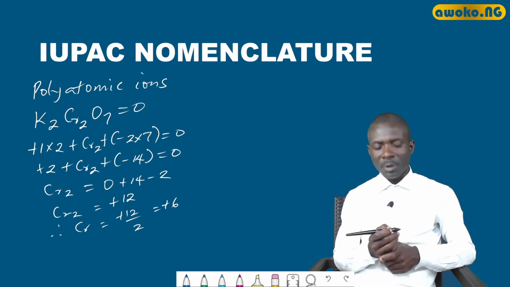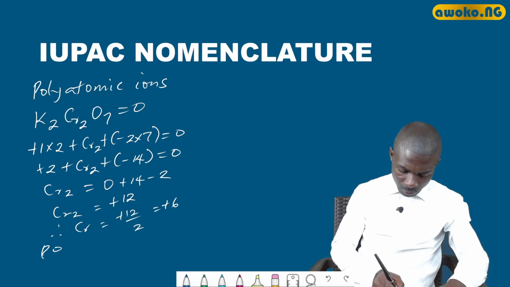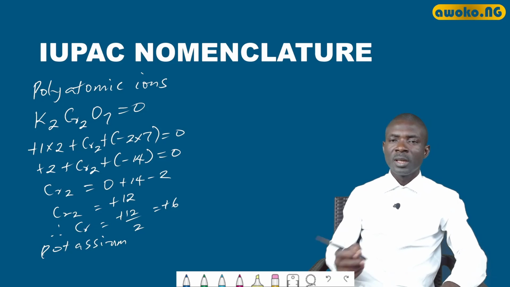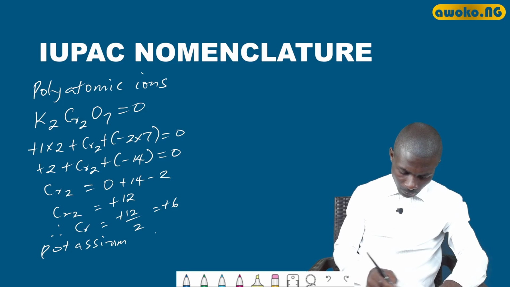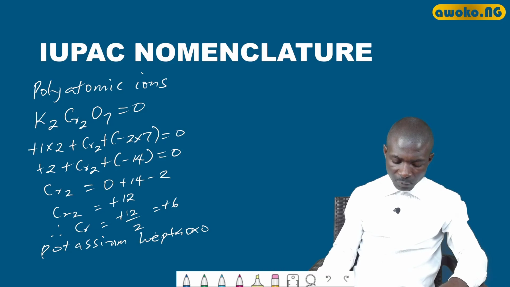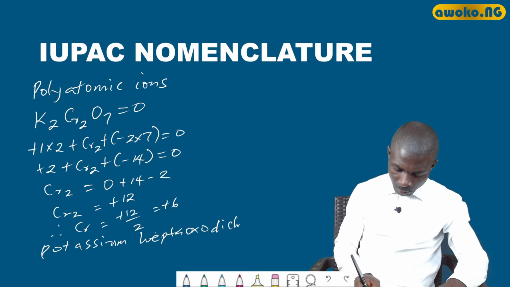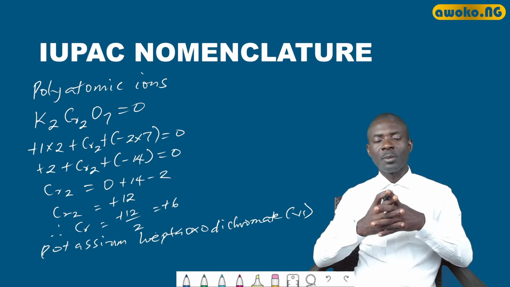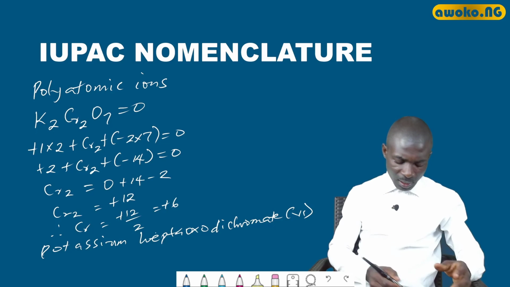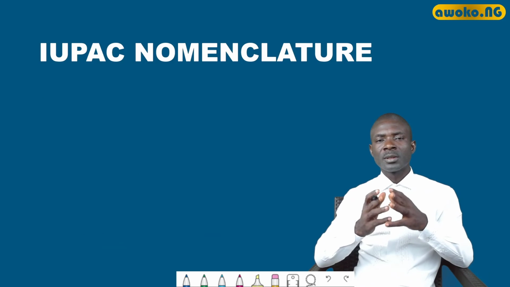So we can simply give the name of this compound as potassium. That is, we name the metal first, potassium. We now go to the number of atoms that make up the oxygen, which is 7. So potassium, and 7 is given the name hepta. So potassium hepta oxo. Then we have 2 atoms of chromium, so we call it dichromate. Then we end the name with 6. So potassium heptaoxodichromate(VI). That is the name of the compound.